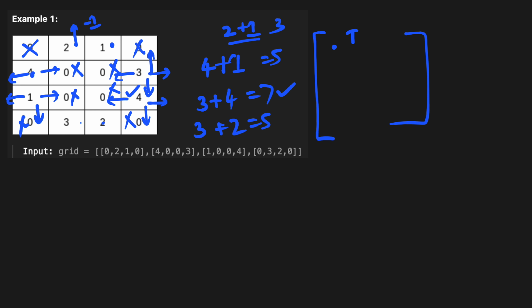Now in terms of time complexity, it will be O of m into n, where m is the number of rows and n is the number of columns, because we are going through each cell in the grid and visiting them only once. So because of this, the overall time complexity is O of m into n.